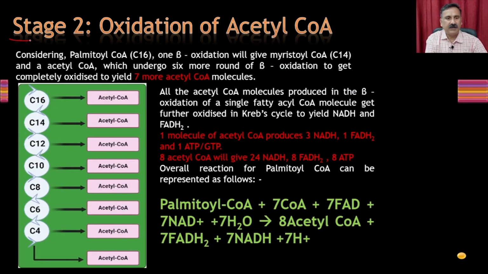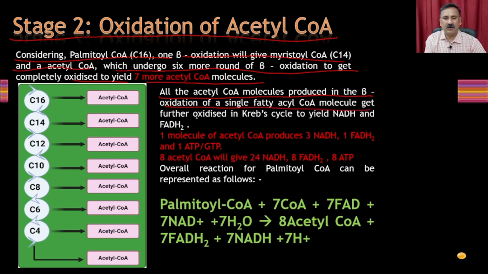Then step 2 is the oxidation of the acetyl CoA. Considering that palmitoyl CoA will generate acetyl CoA, which undergoes the 7th round of beta oxidation to get completely oxidized to produce 7 more acetyl CoA molecules. All the acetyl CoA molecules produced in the beta oxidation of a single fatty acid molecule get further oxidized in the Krebs cycle to produce NADH and FADH2. And you can see that from C16 to C14, C12, C10 like that, it is going to produce 1, 2, 3, 4, 5, 6, 7, and 8 molecules of acetyl CoA.